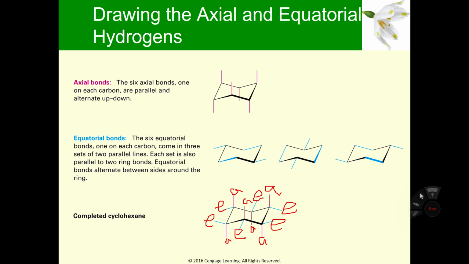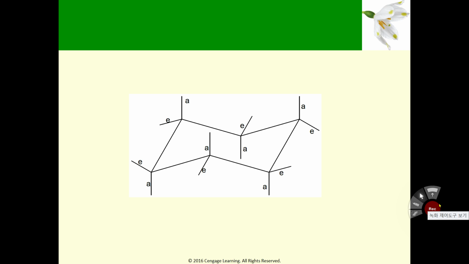When you draw these equatorial bonds, be careful. This should be parallel to this, okay? So don't draw this bond like this, okay? Don't draw like this, okay? This cannot be, all right? Now, this is a completed structure of cyclohexane conformers.